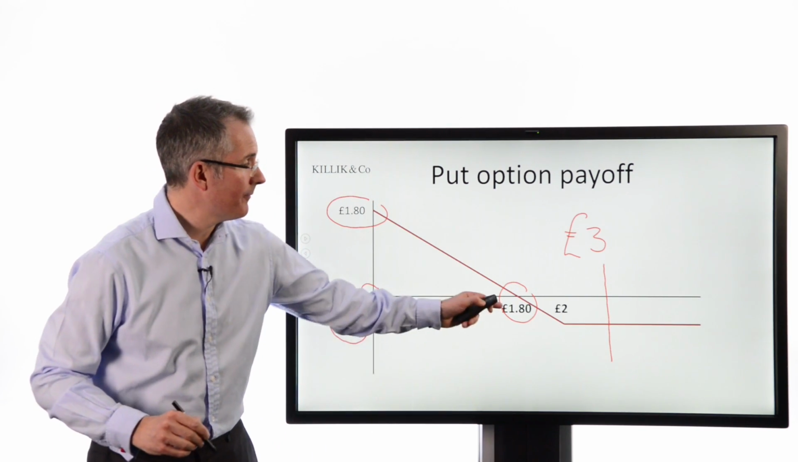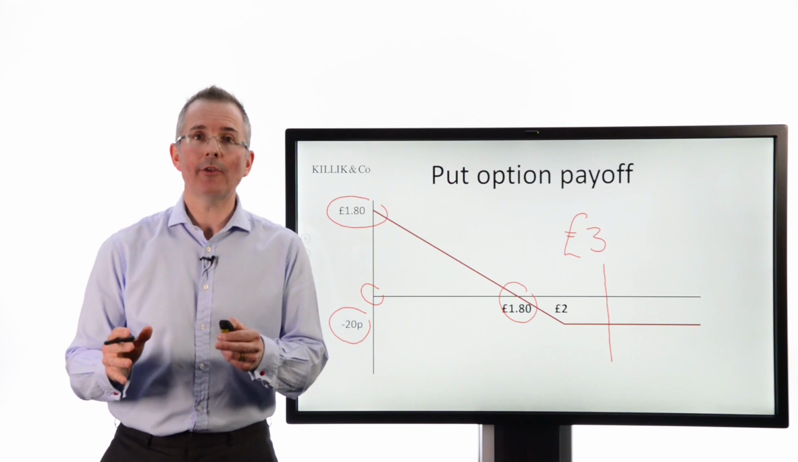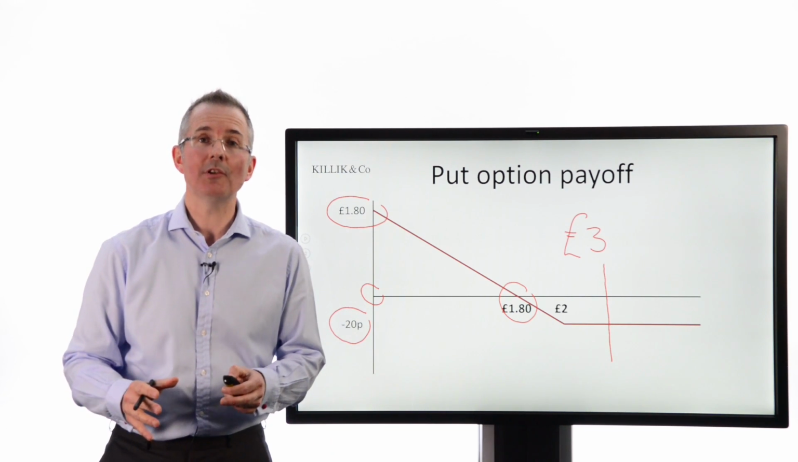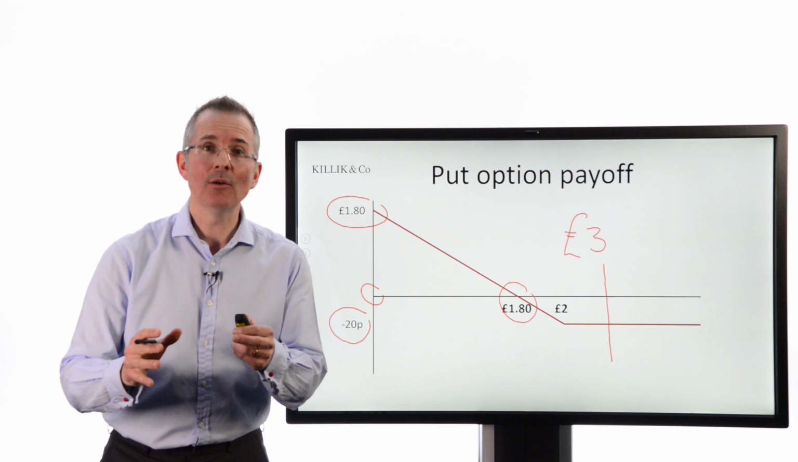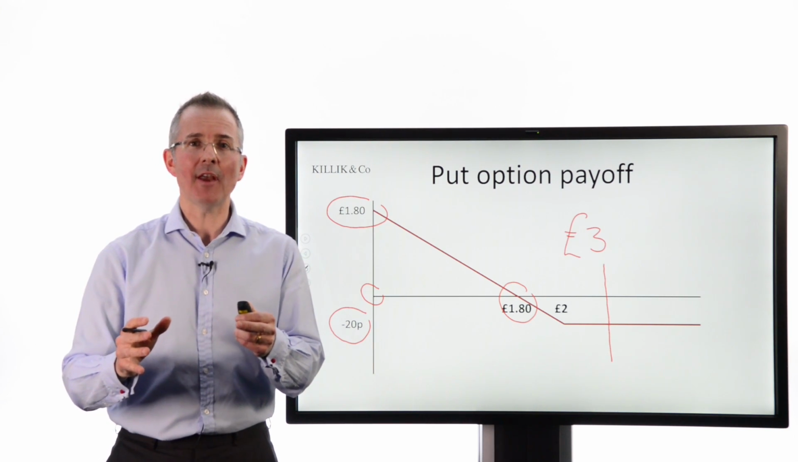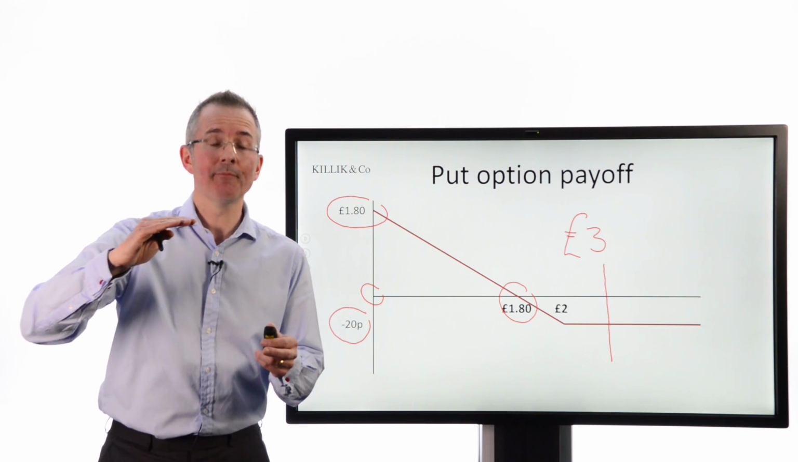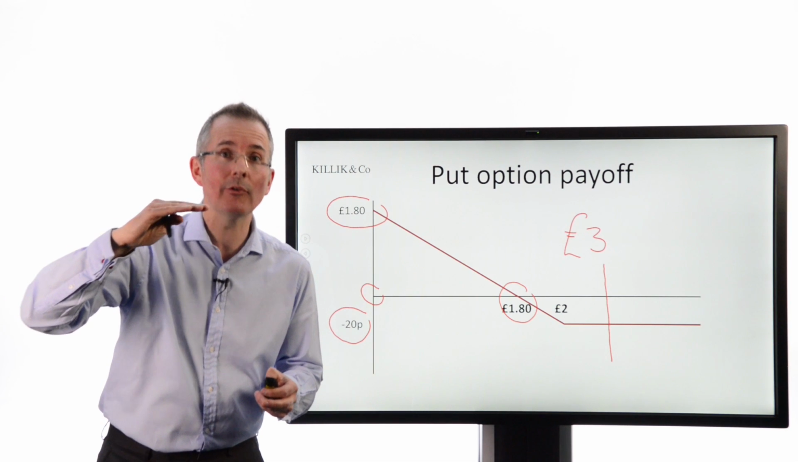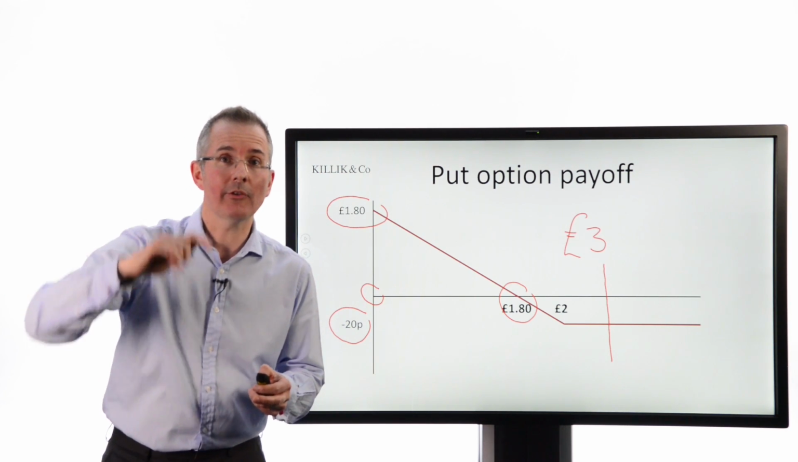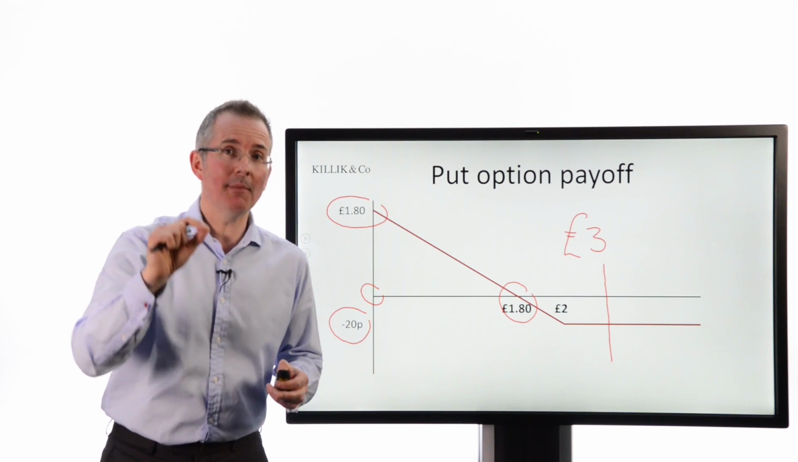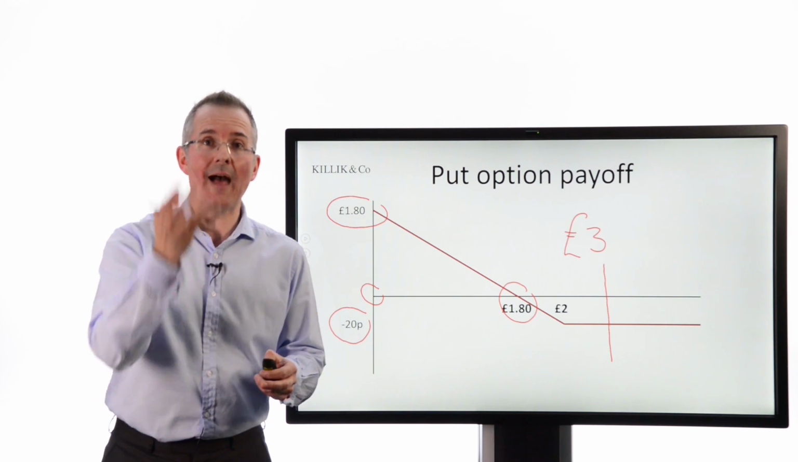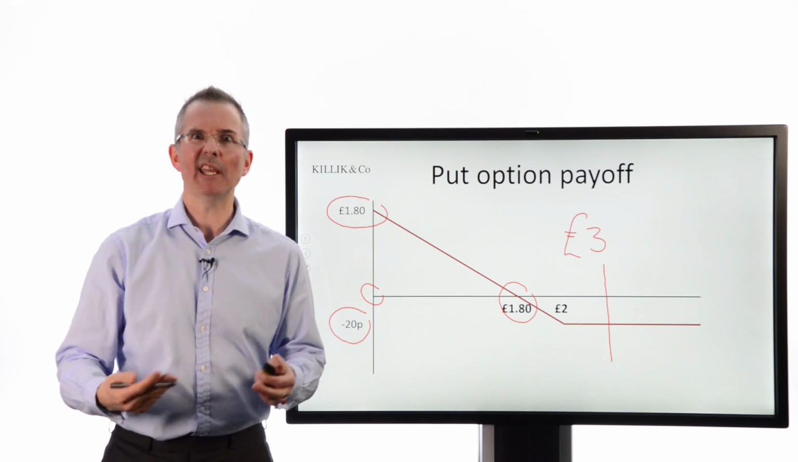If you were to decide you want to exercise the option to sell for £2 when the share price is £1.80, well, what would you be doing there? In theory, you'd be selling something for £2 that's only worth £1.80, so there's a 20p profit, but the premium is non-refundable, so that cancels it out. So you kind of break even around there.